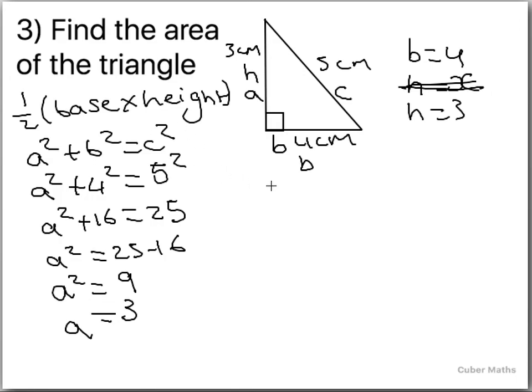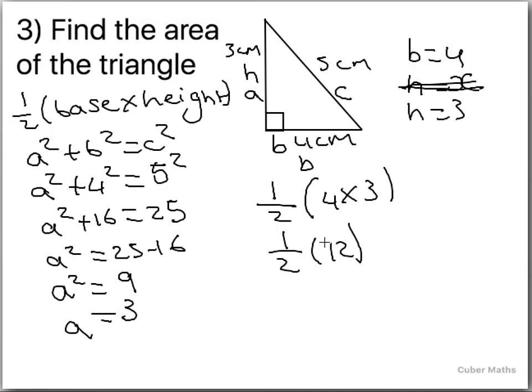So just like before, we'll substitute it into our equation. So we've got half base, which is 4, times by height, which is 3. So we've got half of 4 times 3, which is 12. And 12 divided by 2, that gives us 6. So our area is equal to 6 centimetres squared.